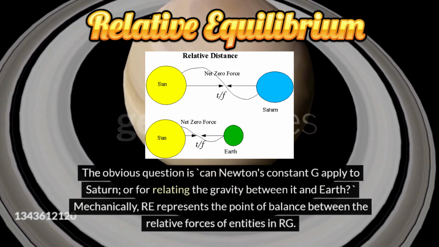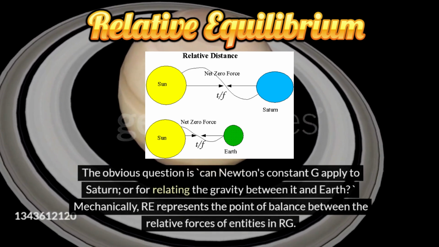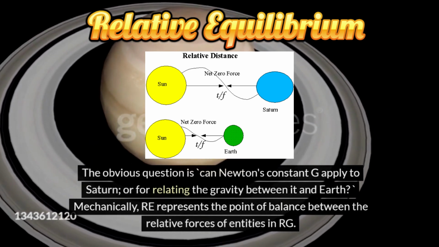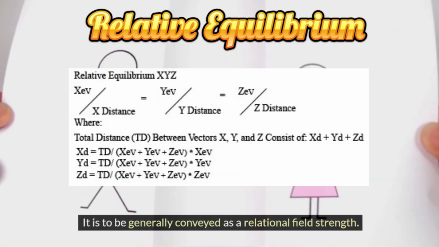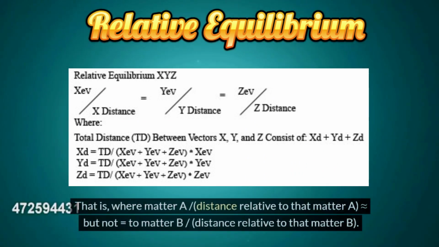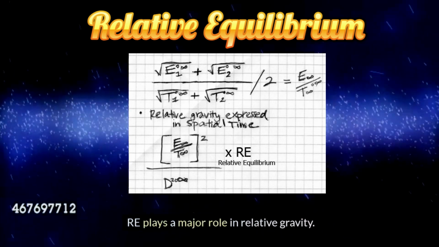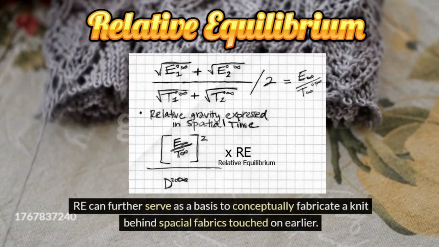Mechanically, Re represents the point of balance between the relative forces of entities in Rg. It is to be generally conveyed as a relational field strength. That is, where matter A, distance relative to that matter A, but not equal to matter B, distance relative to that matter B. Re plays a major role in relative gravity. Re can further serve as a basis to conceptually fabricate a knit behind spatial fabrics touched on earlier.